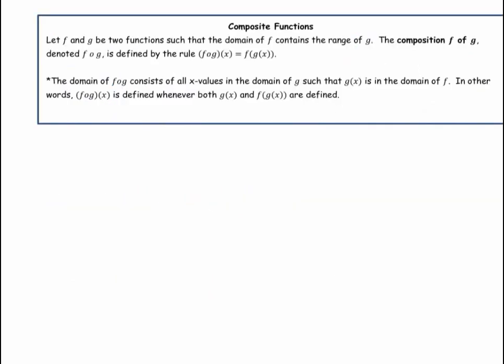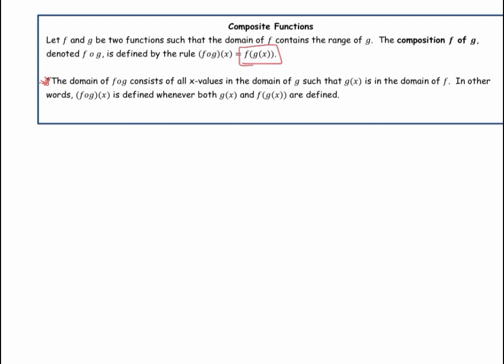So if f and g are two functions and the domain of f contains the range of g, the composition f of g, denoted by f with that little circle, which is f of g, it's not fog, it's f of g, is defined by this rule, which is that f of g of x is written in this way. Now here's a key point that we're going to come across. The domain of f of g consists of all x values in the domain of g, such that g of x is in the domain of f.